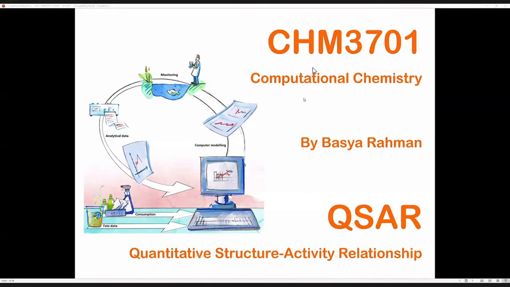So sometimes it's also referred to as quantitative structure SPR.